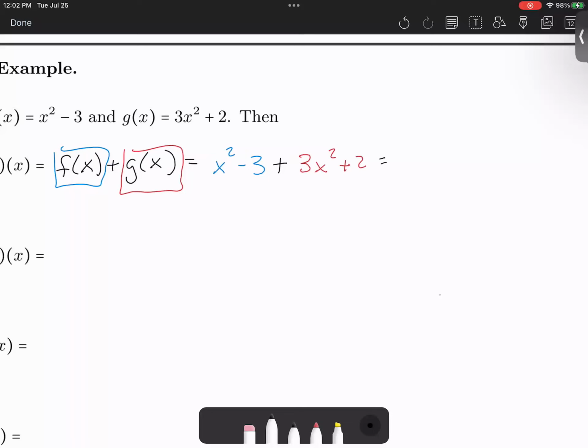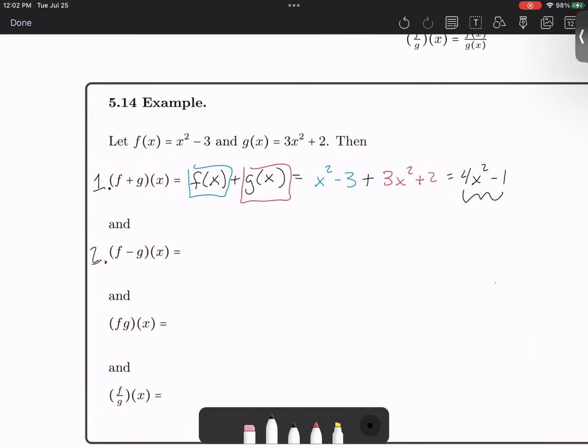So with some simplifying, how many x squareds do we have? We have 4 of them. And how many constants do we have? We have a -1. So this is the result. That's the resulting function of the function f plus the function g at a point x.